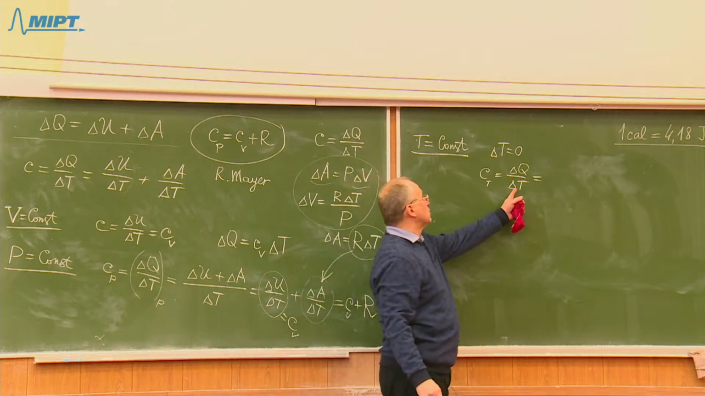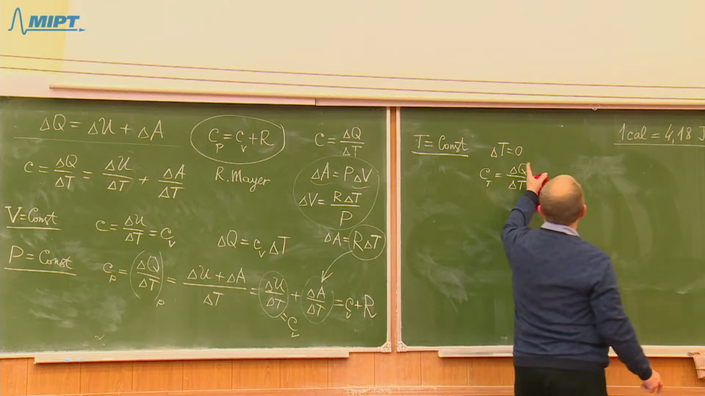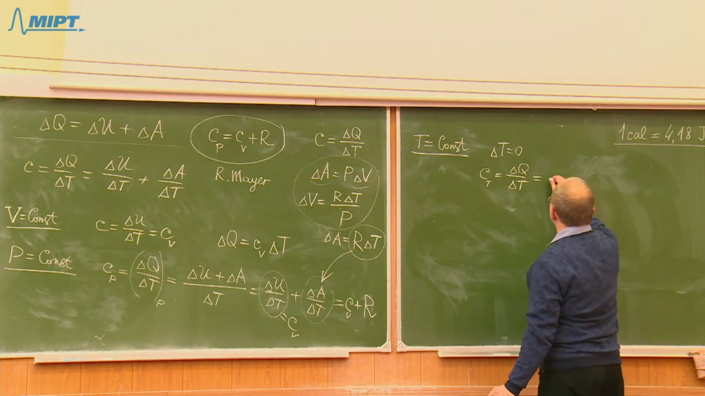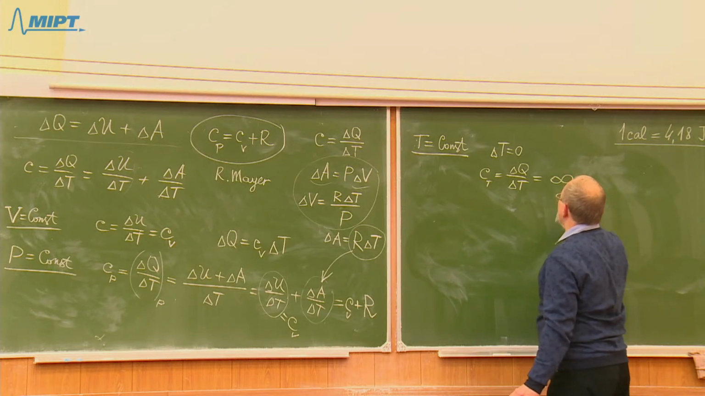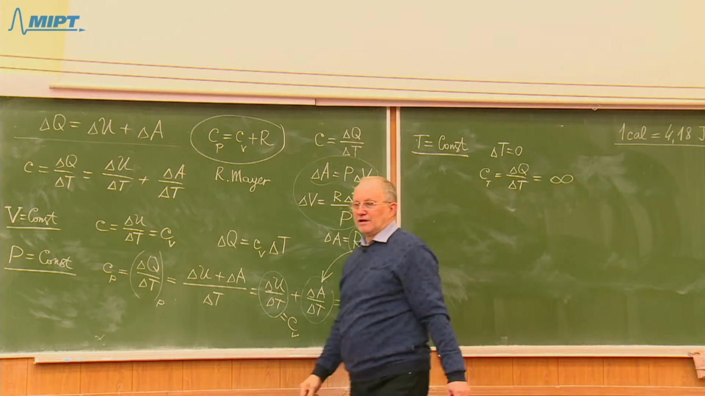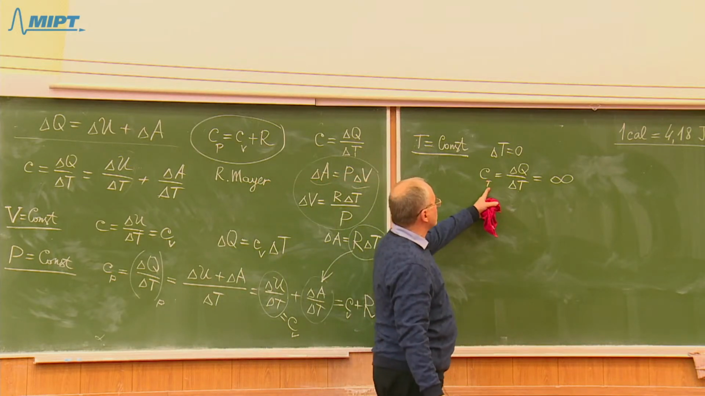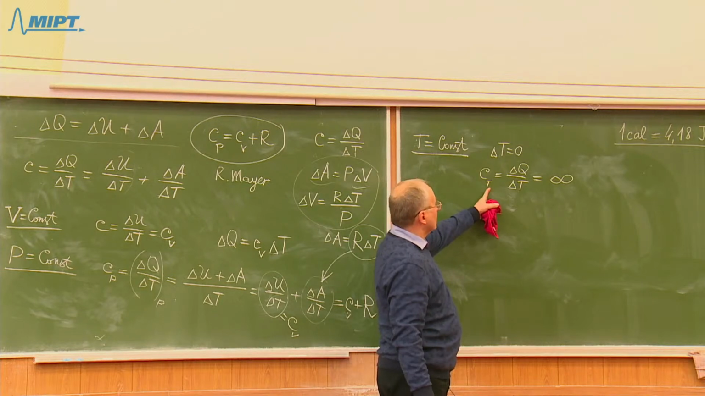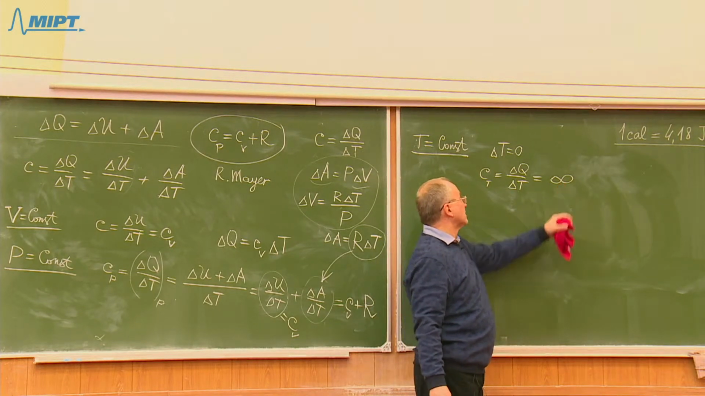What does it mean that 0 is in the denominator? It means that whatever quantity delta Q you divide by 0, you obtain an infinite number. Yes, that's it. You obtain an infinite number. So heat capacity under the conditions of constant temperature is infinite for an ideal gas.